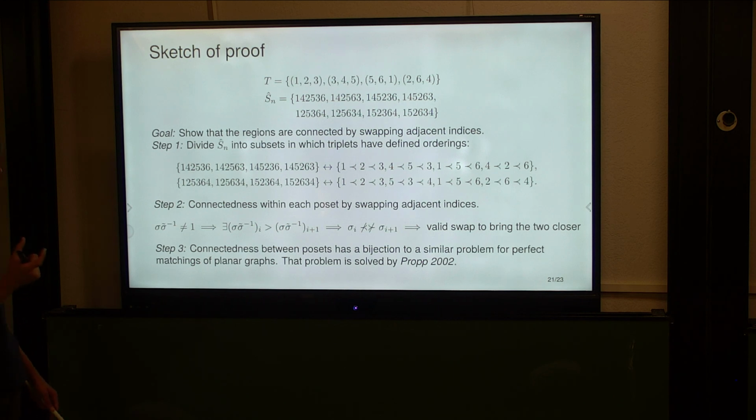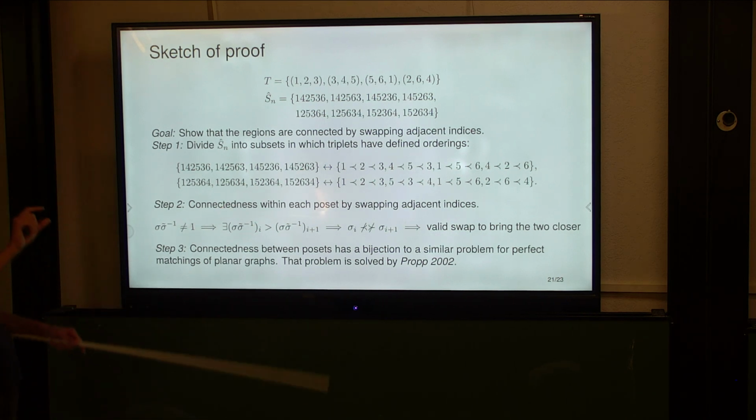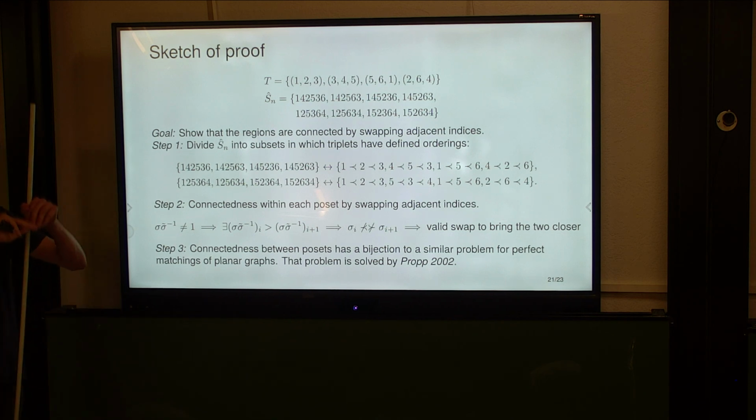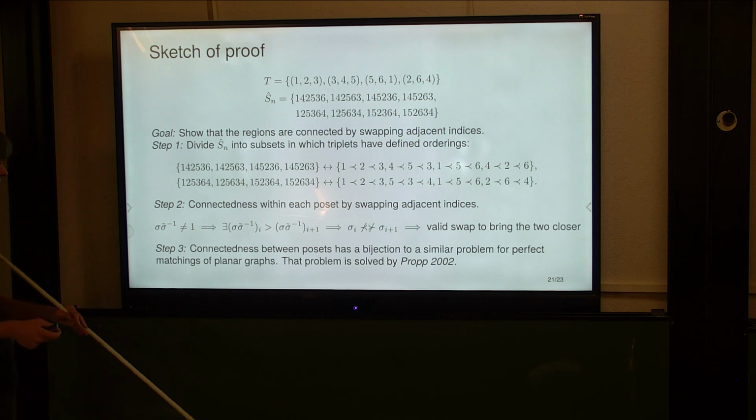If we fix these cyclic rotations, then we can sort of split these into groups. And then showing the connectedness within each group is pretty straightforward. You can just look at the poset and check that all of the linear extensions of it are connected to each other. Showing that the different posets are connected to each other is a little more subtle, but there's a pretty beautiful bijection to finding connectedness of the graph of perfect matchings of planar graphs.